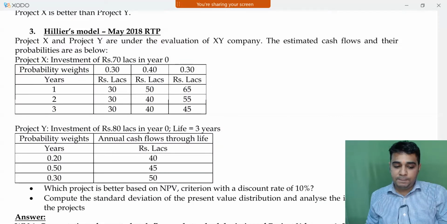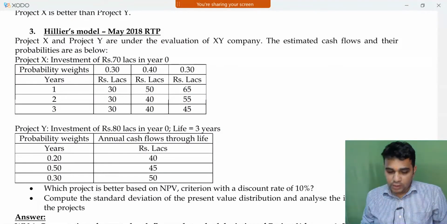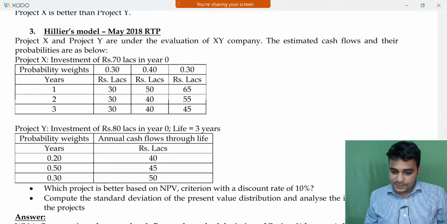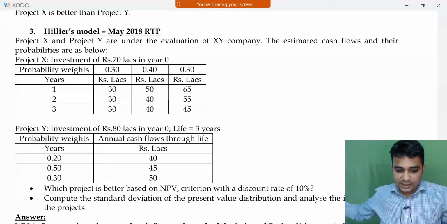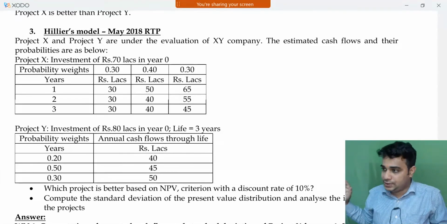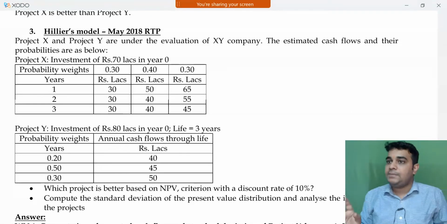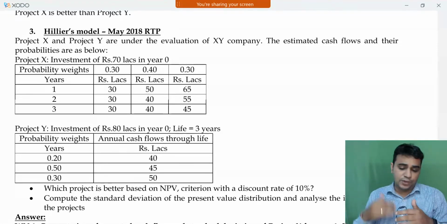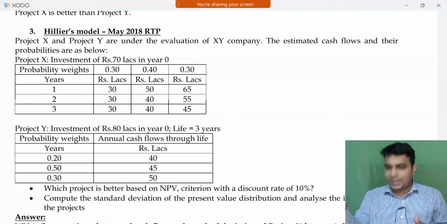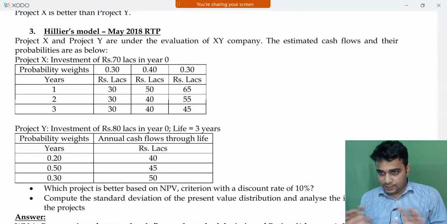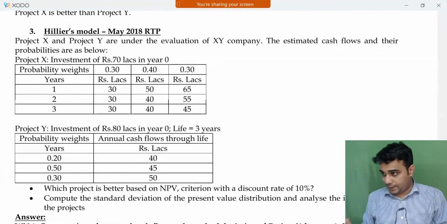I may have to repeat this for project Y also. One good part about project Y is that for all the 3 years the same number will be there, because they have not given cash flow separately for each year. They have given the same cash flow for all the years. So when you calculate expected cash flow and standard deviation for the first year, the same will be for the second year and the same for the third year. That is as far as project Y is concerned.